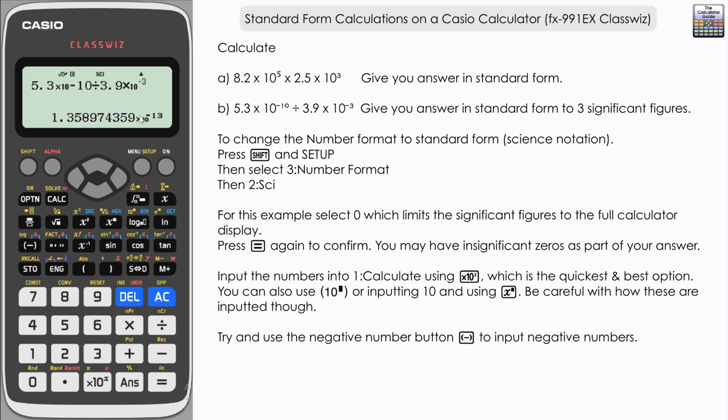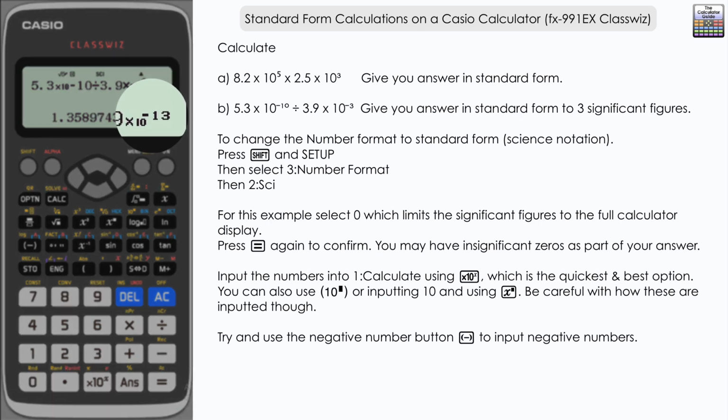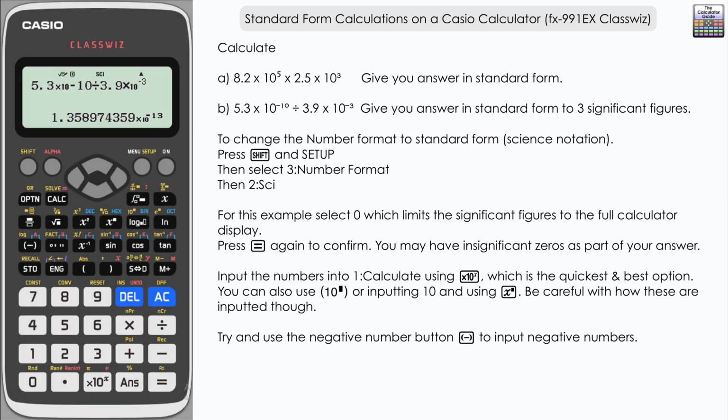Right, so our answer looks very similar, but you can see that we've got a different power of 10 here, 10 to the power of negative 13, and that would be the same if we'd just inputted times 10 and then used the any power button. Now what's happened here is a form of BIDMAS, BODMAS, PEMDAS error. What the calculator has done is multiplied 10 to the power of negative 10 by 10 to the power of negative 3 and got 10 to the power of negative 13, and then done 5.3 divided by 3.9.